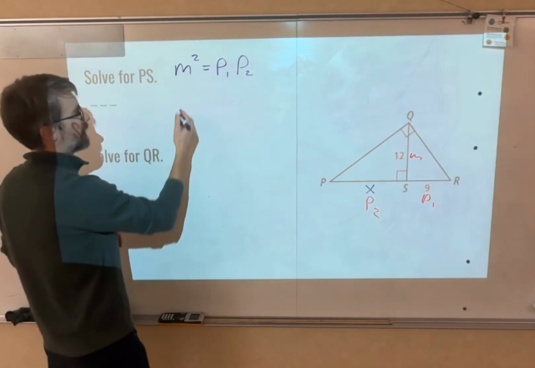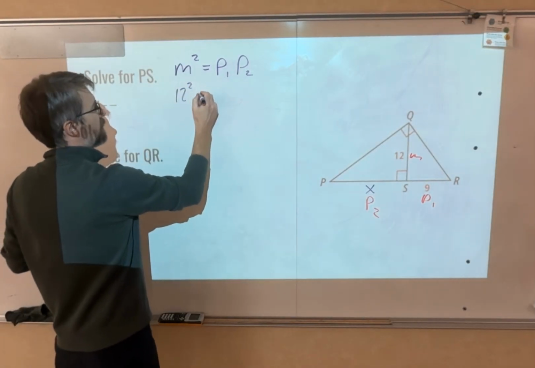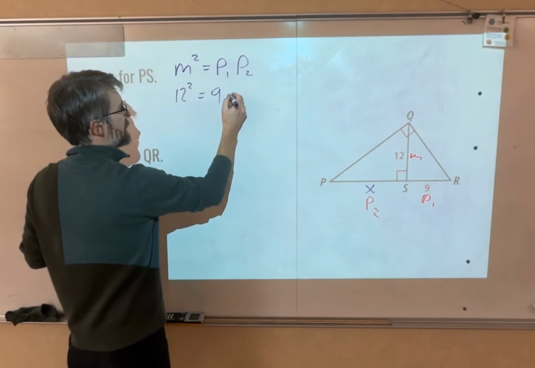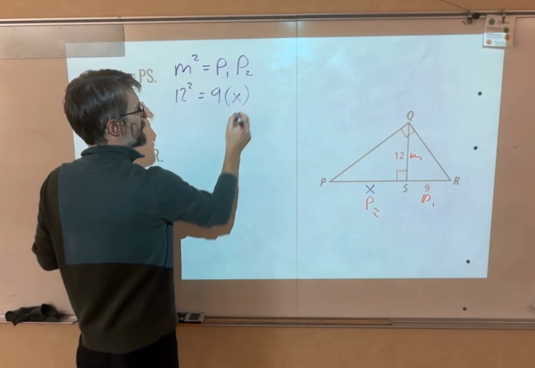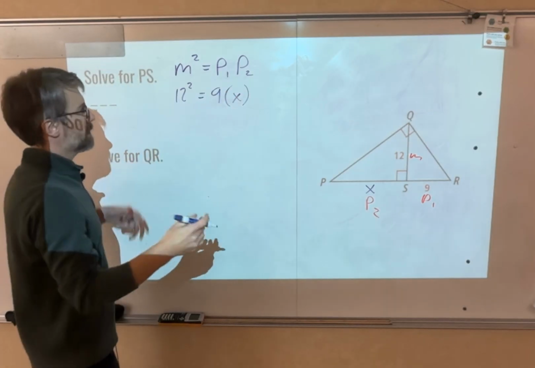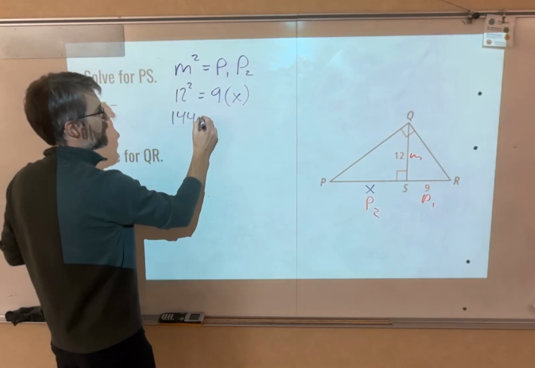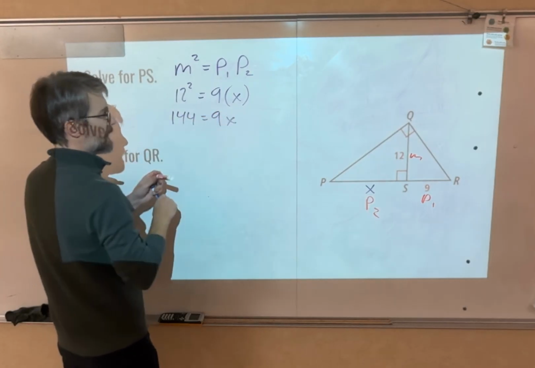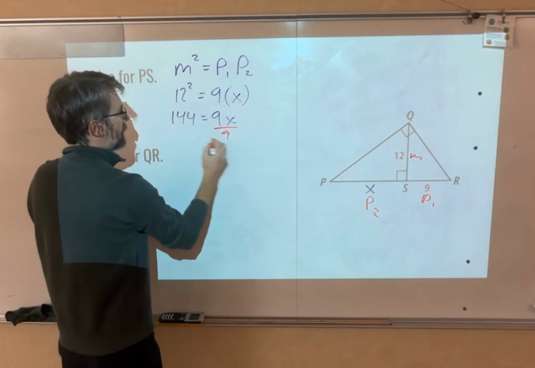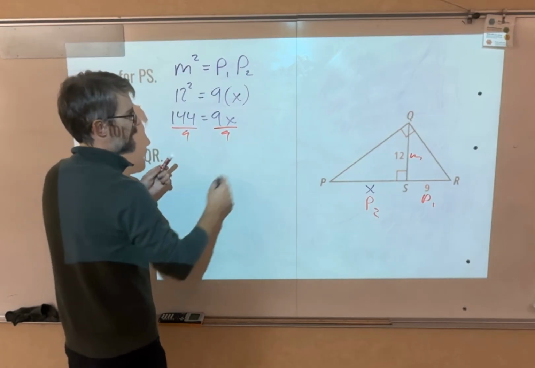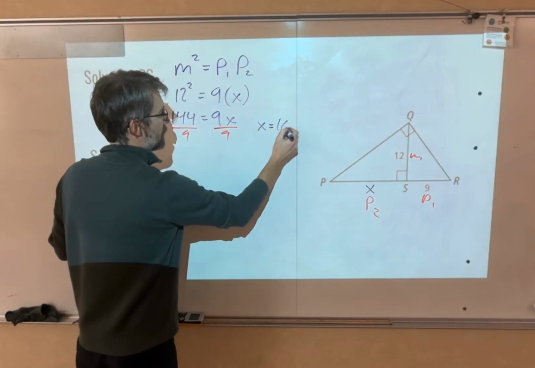Well, then I just have to plug things in, right? We've got 12 squared. Part 1 is 9. Part 2 is x. And then it's almost set up to solve right now. So 12 squared is 144 equals 9 times x. And we just have to divide by 9. And we get that x is equal to 16.